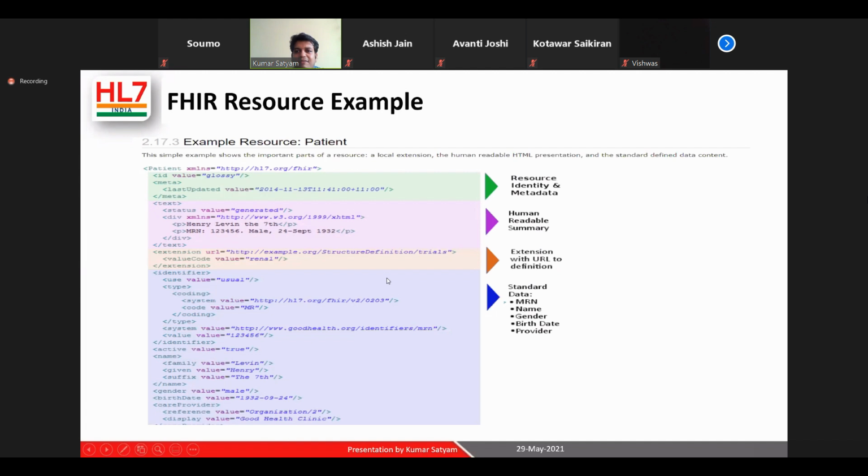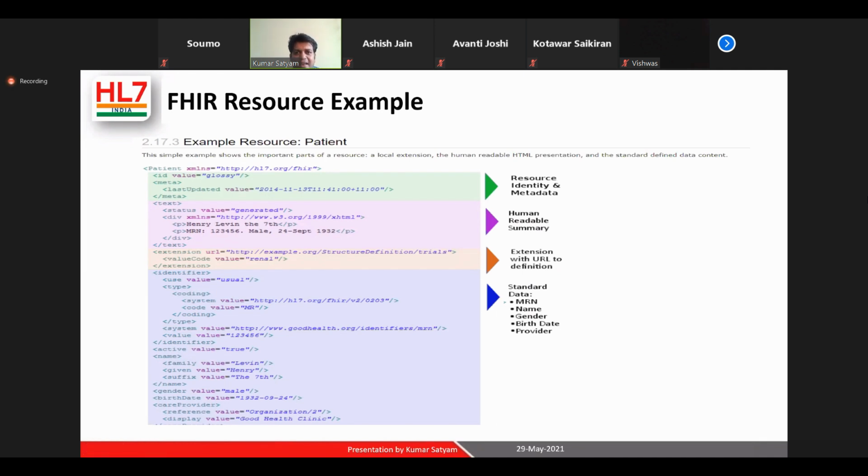And then if there are any extensions, you might remember that extensions are required in cases where the base FHIR standard or the base FHIR resources do not fulfill the specific needs of the domain that you are working on. And so you will be using some kind of extensions. So if there are extensions, then the extensions come then. And after that, the resource data comes in the structured form.